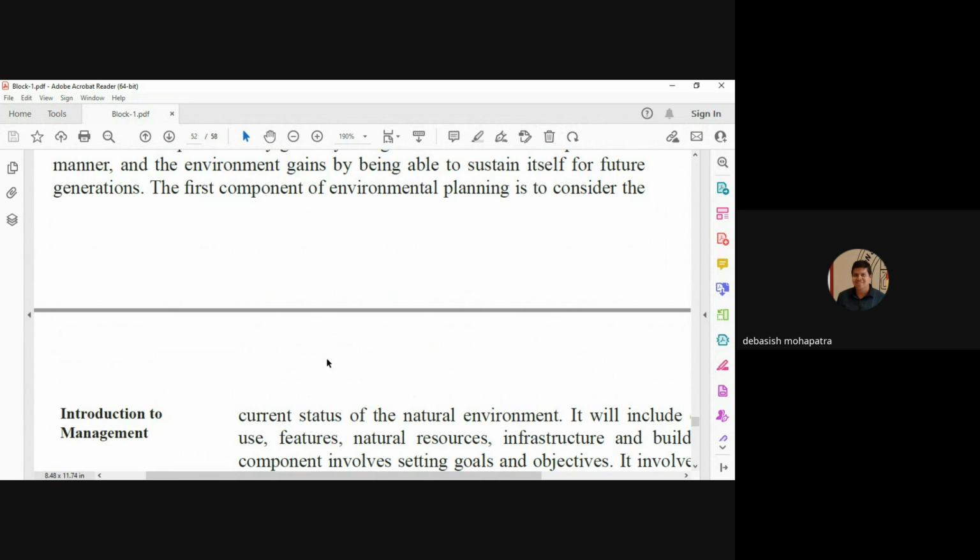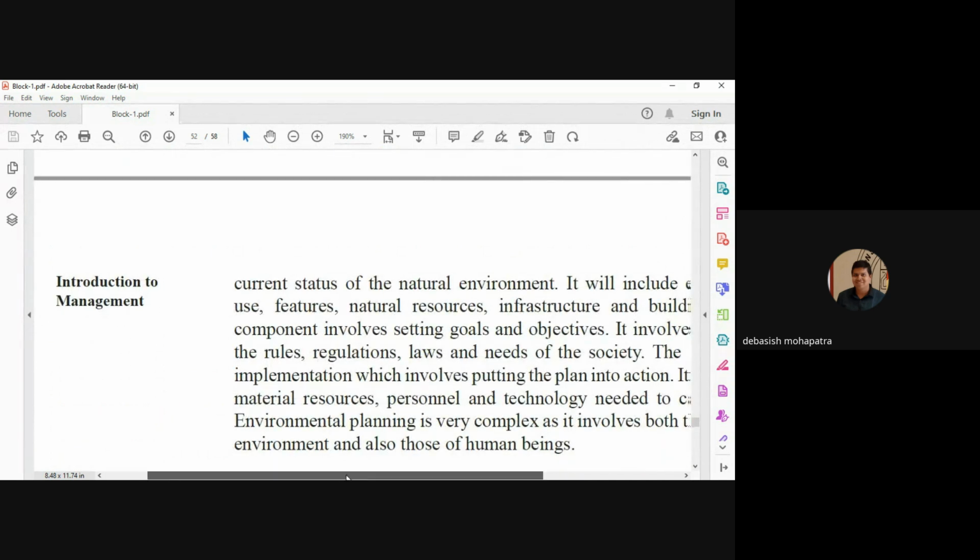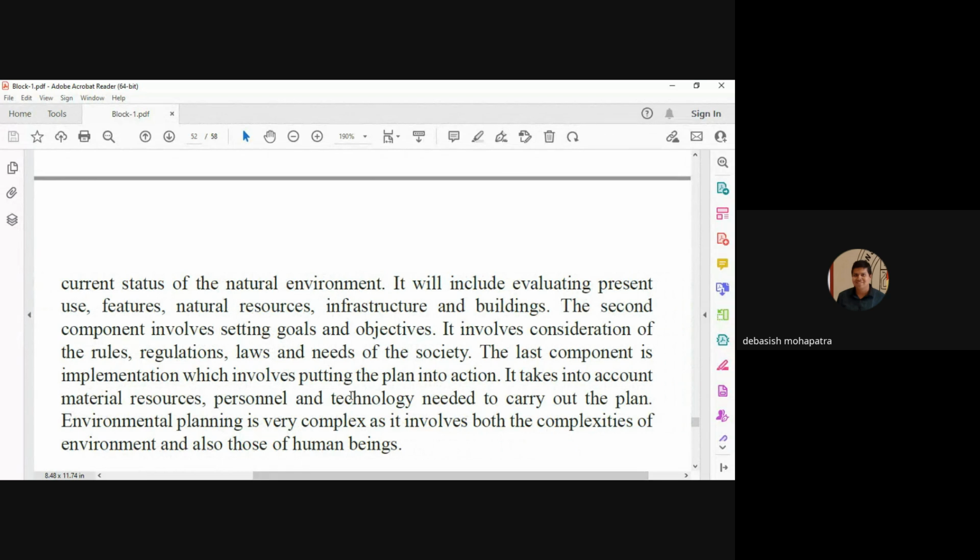The first component of planning is to consider the current status of the natural environment. It will include evaluating present use, features, natural resources, infrastructure and buildings. The second component involves setting goals and objectives. It involves consideration of the rules, regulations, laws and needs of the society. The last component is implementation, which involves putting the plan into action.